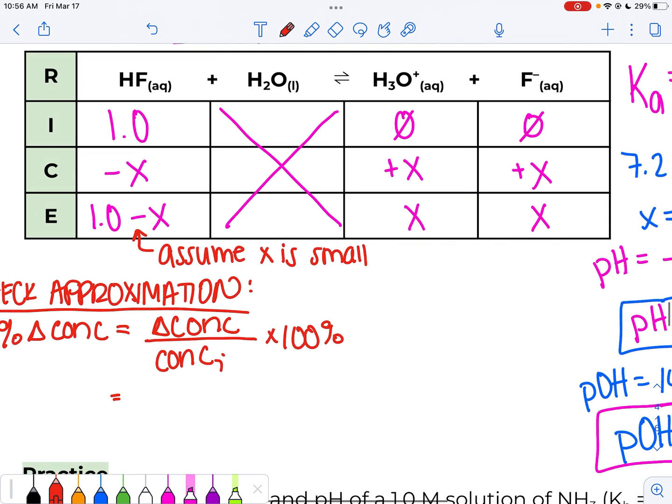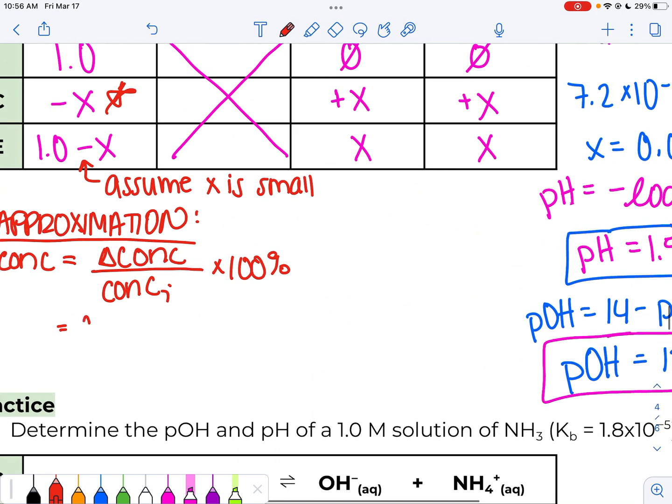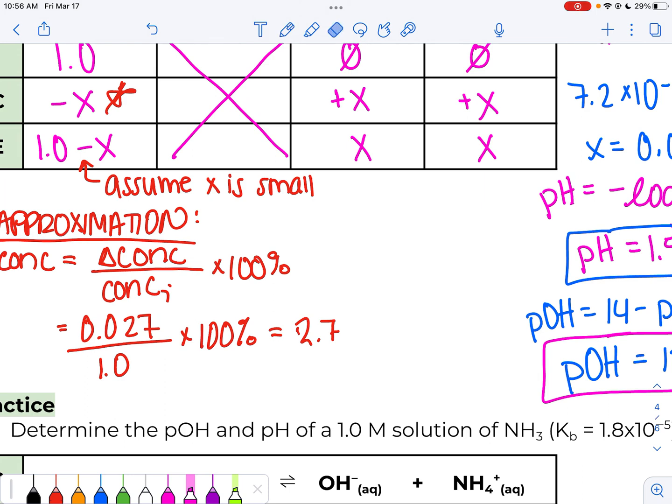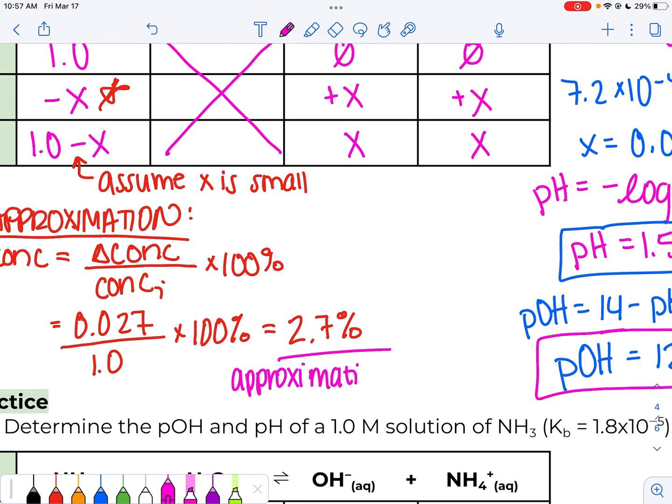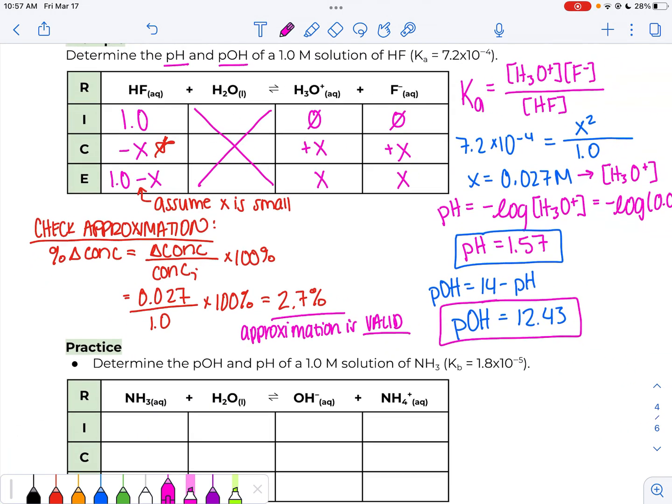Our change in concentration is equal to the X value because this is how much we're changing by, which came out to be 0.027. Our initial concentration of our acid was 1.0 molar, and then I multiply by 100 to turn it into a percentage. When I do that, I get 2.7%. So this is my percent change in concentration. This is less than 5%, so our approximation is valid. We're allowed to say that X is small enough that it's not affecting our algebra.